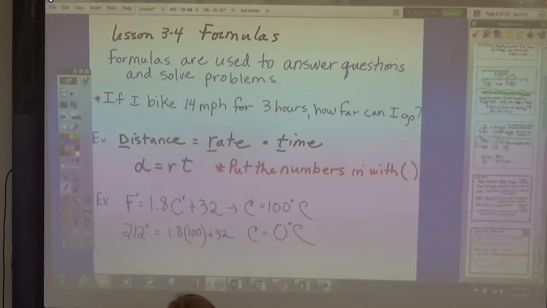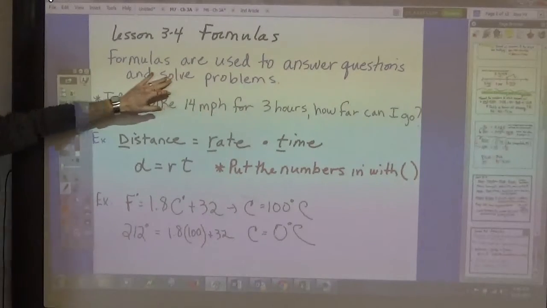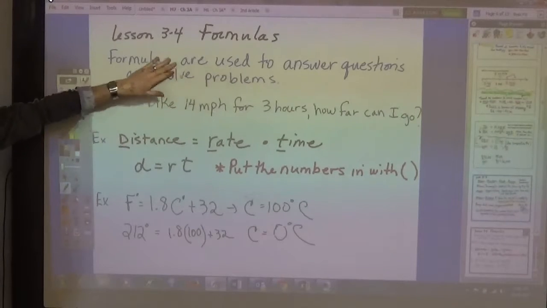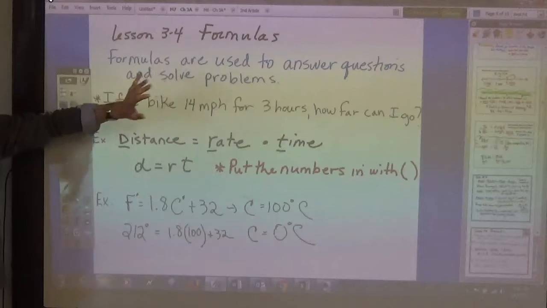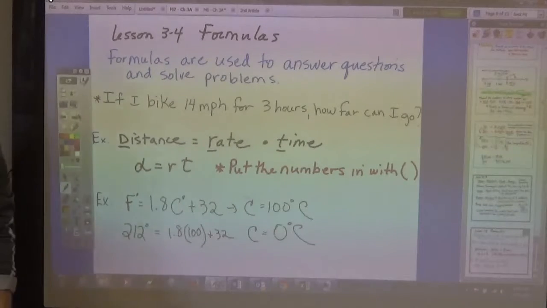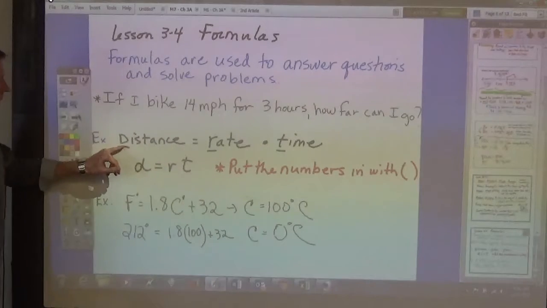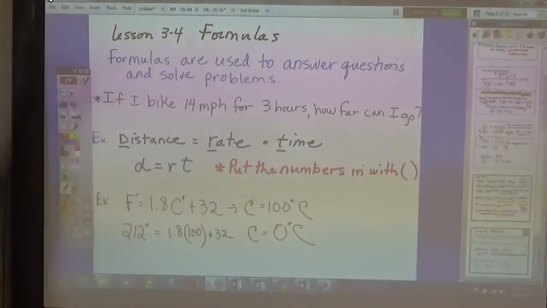Seventh graders, today's lesson is about formulas. Formulas are used to answer questions and solve problems. They're used by mathematicians, doctors, engineers, chemists, and other kinds of scientists. Formulas are all over the place, okay? A formula is written so that the letters stand for things, okay?